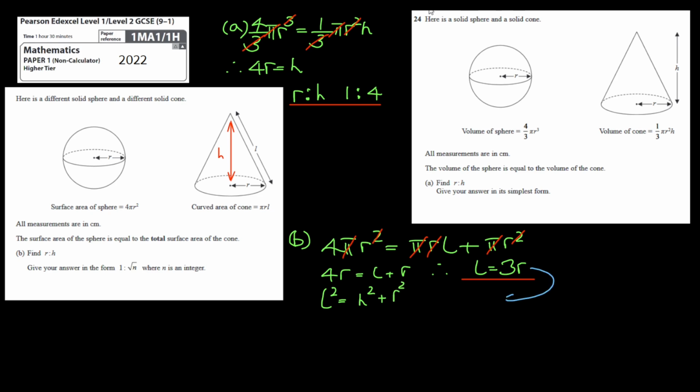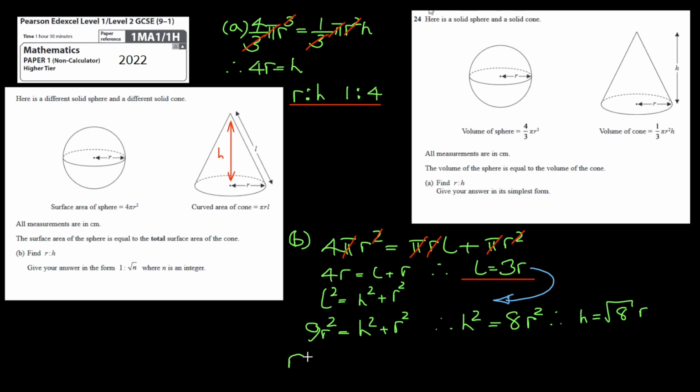So if I substitute l is equal to 3r into this equation, I get that 9r squared is equal to h squared plus r squared. So therefore, h squared is equal to 8r squared. So taking the square root of both sides of the equation and rejecting the negative option because all of these distances are positive, I get that h is equal to the root of 8 multiplied by r.